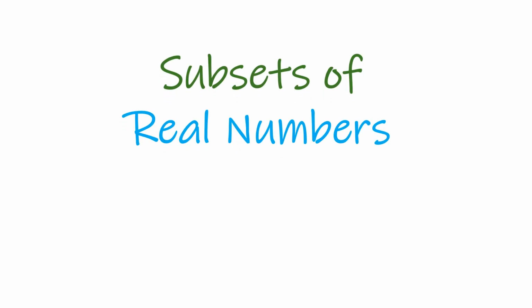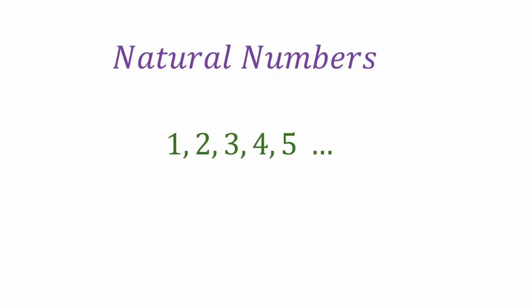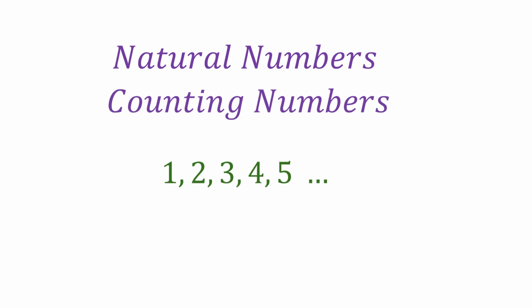In this video, I'm going to talk about subsets of real numbers. Alright, so we're going to have this set of numbers first, which is 1, 2, 3, 4, and 5. These numbers, which are usually used for counting, are what you call the natural numbers. We also call them counting numbers. So that's 1, 2, 3, 4, 5, and so on, infinitely, starting from 1.